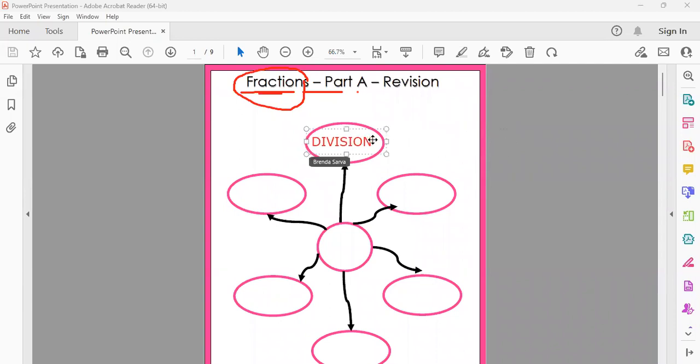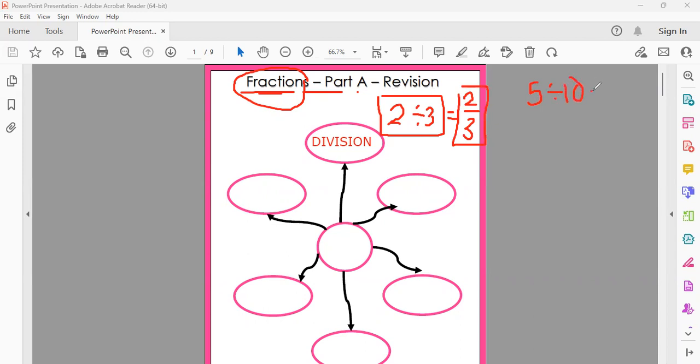Now, what do I mean by that? It means if I say 2 divide by 3, I mean 2 over 3. Okay? 2 divide by 3 means 2 over 3. 5 divide by 10 means 5 over 10. And simplify this, I'll get half. So the first thing that you understand about fraction is it's a division. It can be easily converted from a division.